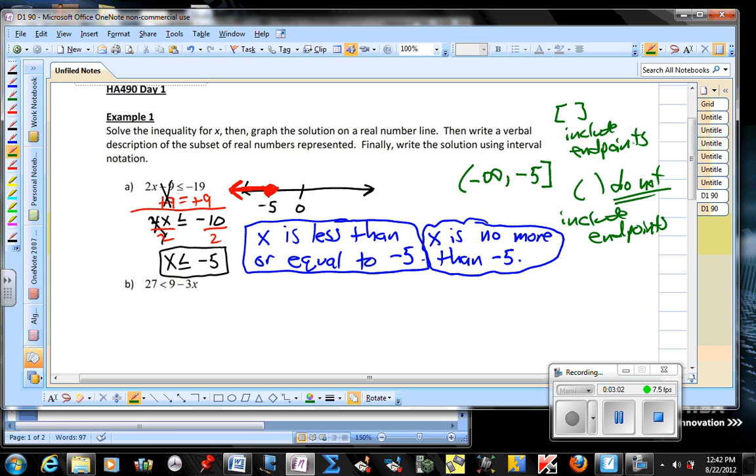And that's it. That's all for example 1, part A. Now we're going to go on to part B.